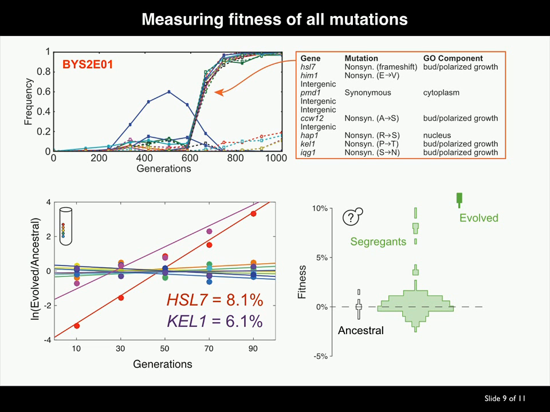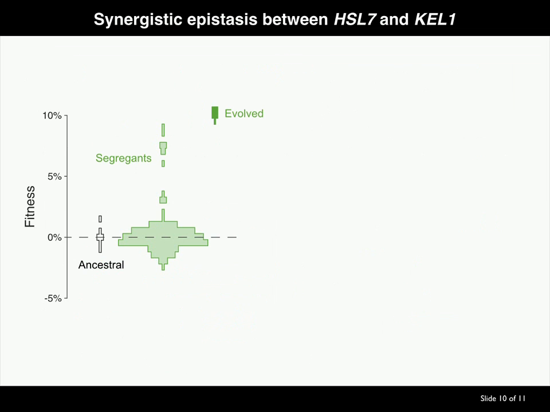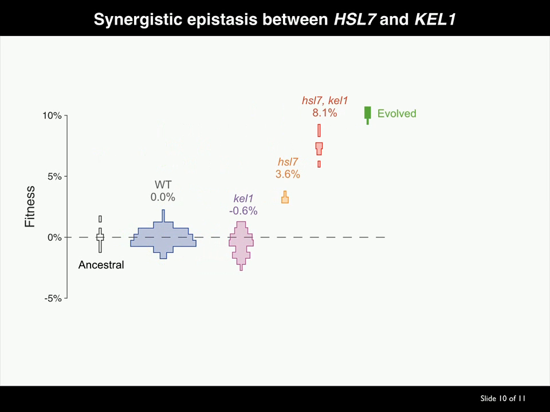To get a better idea of what was going on, we took these 192 segregants, which up to this point were anonymous, and we genotyped them using low coverage whole genome sequencing. And so now we can split this up based upon the genotypes. When we break it down, we see that those that get just the KEL1 mutation are either neutral or perhaps slightly deleterious. Those that have the HSL7 mutation alone have a modest 3.5% fitness advantage. When you put KEL1 and HSL7 together, you get a really strong synergistic effect. So this is interesting because now we have a case of strong synergistic epistasis occurring at low frequency within these populations before this cohort of mutations swept to fixation.